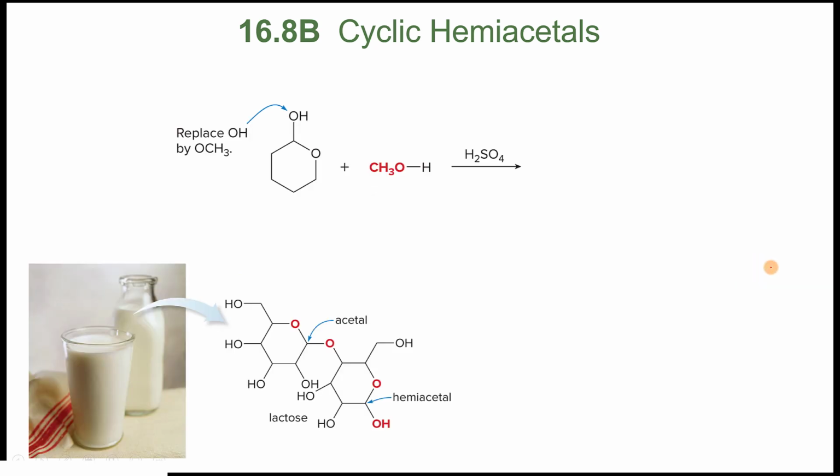Once you have a cyclic hemiacetal, if another alcohol is introduced, that can replace the alcohol and form a full acetal. So I can add an OCH3 here to make the acetal. So we'll see acetals in these sugars later on in the semester, but this one here is lactose, which is the principal carbohydrate in milk. This one has one acetal, which you can see here, the carbon bonded to two OR groups. And it also contains the hemiacetal, which has an OH to an OR.